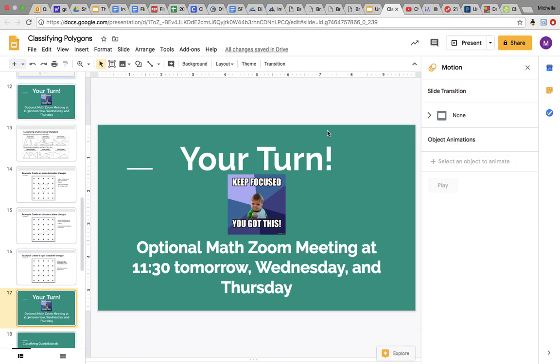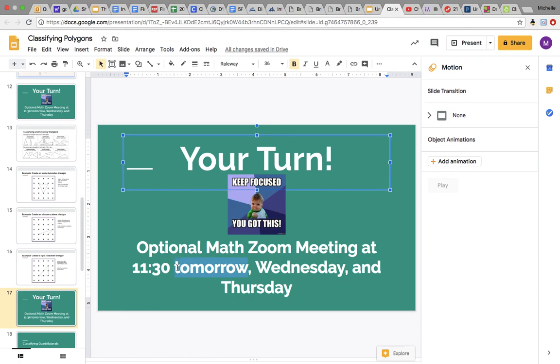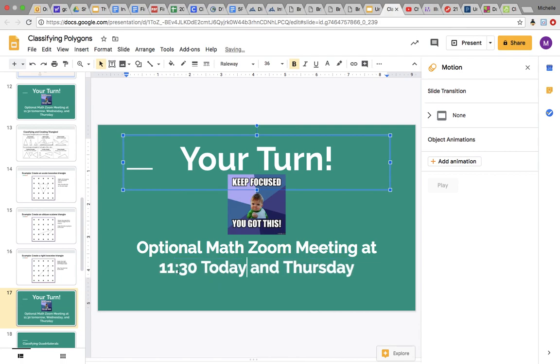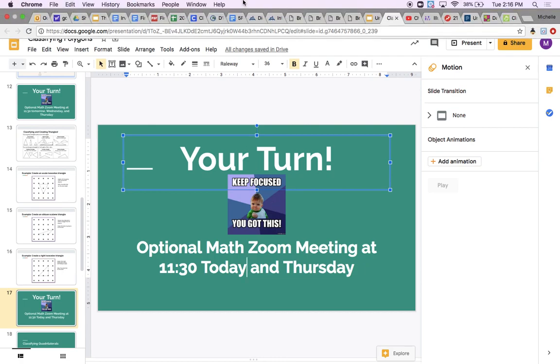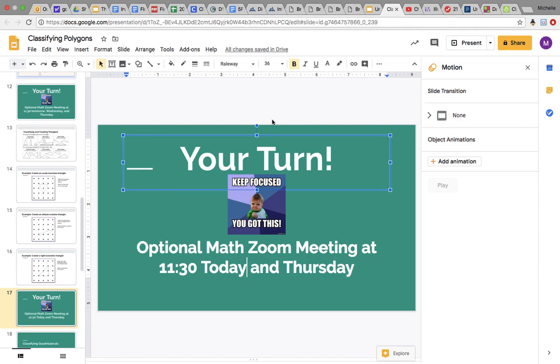All right, guys, it is your turn to get practice with this skill. There is an optional math Zoom meeting at 11:30. Oh, I forgot to change this. Sorry, guys. At 11:30 today and Thursday. So if you are having trouble with this, log on to Zoom at 11:30 today or tomorrow, and we will practice this skill together and get through the class kick together.